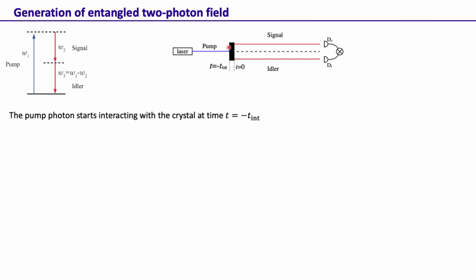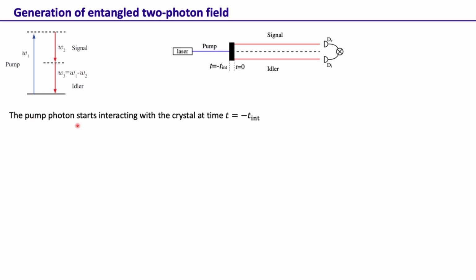So here we have this crystal of length L, and this pump photon comes in and hits the crystal, let's say at time t equal to minus t interaction, and it reaches the other end at time t equal to 0. And then we want to see that during this interaction, what exactly is the state that gets produced here.